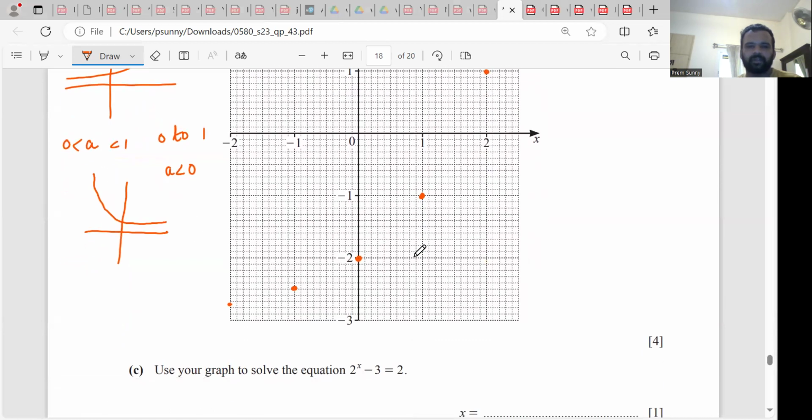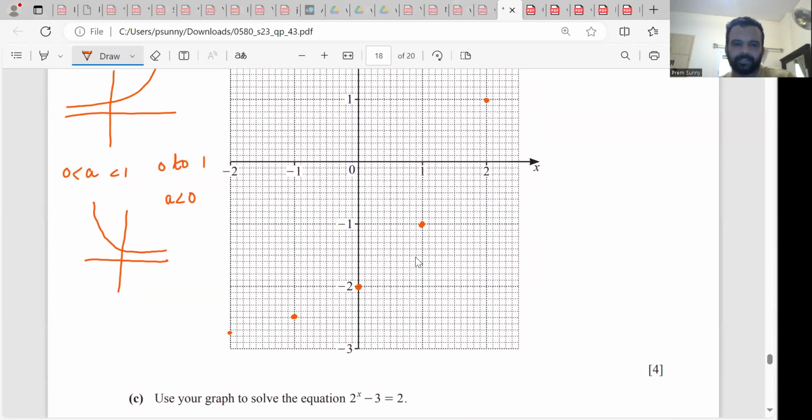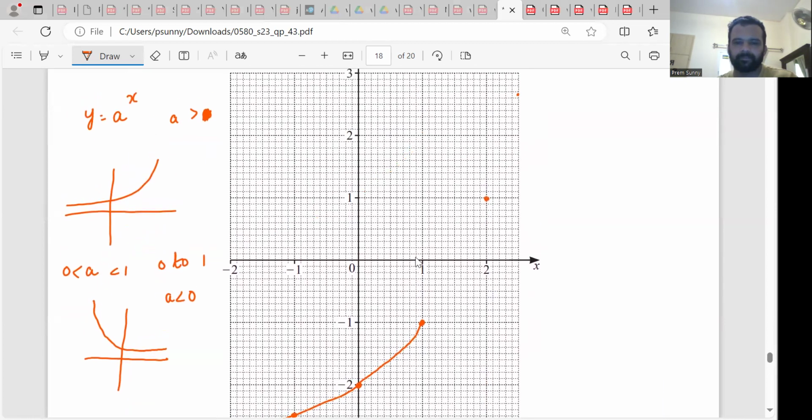Now we just have to join these points. Make sure that you are not using a ruler here. A rough hand sketch is better.